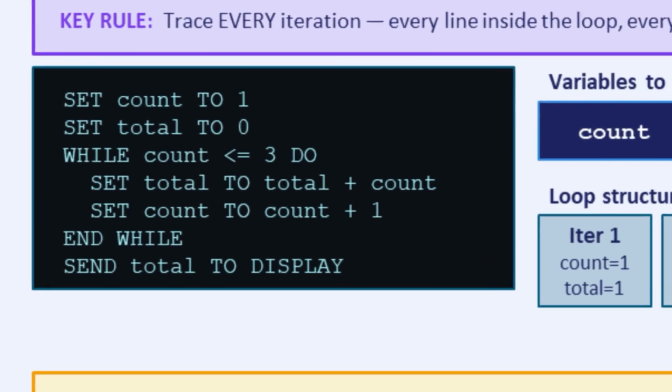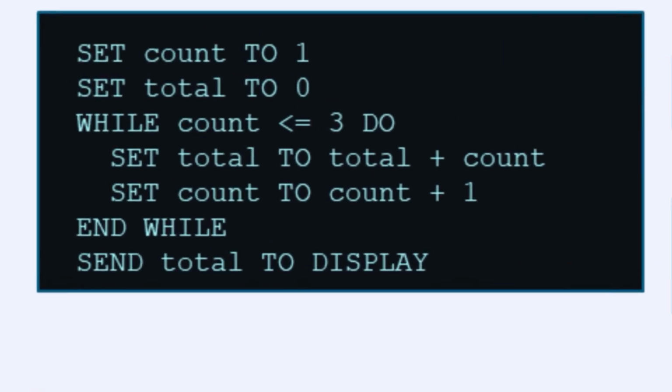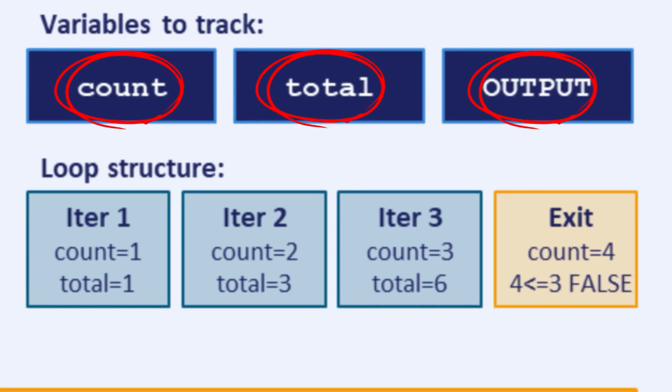Let's trace a while loop. Here's the code. Set count to 1. Set total to 0. While count is less than or equal to 3, do set total to total plus count. Set count to count plus 1, end while, send total to display. 3 variables: count, total, and output. Let's trace it line by line.